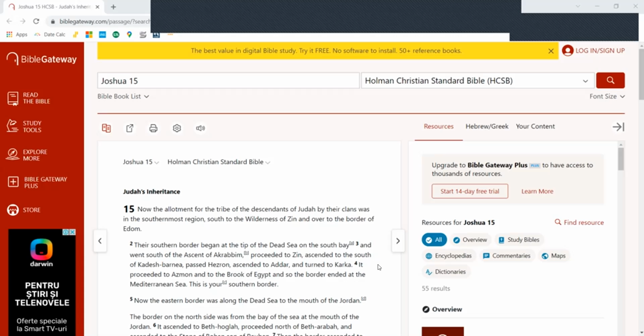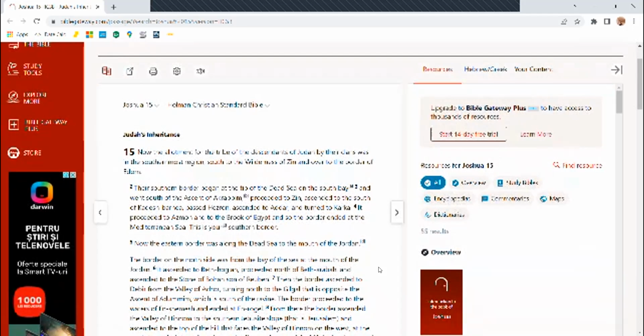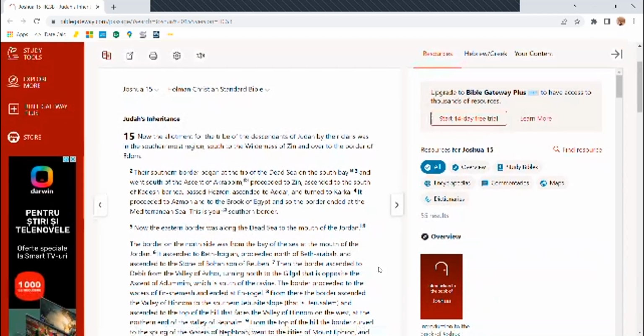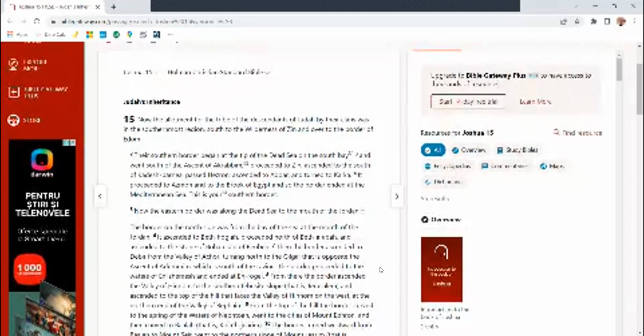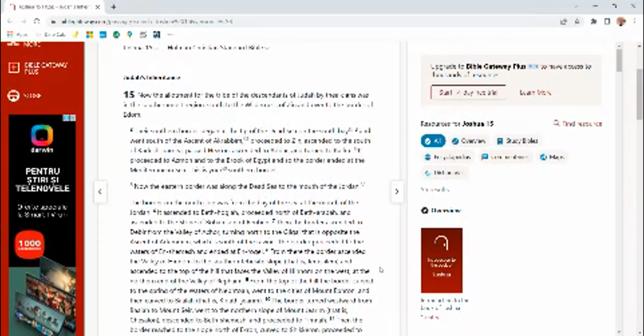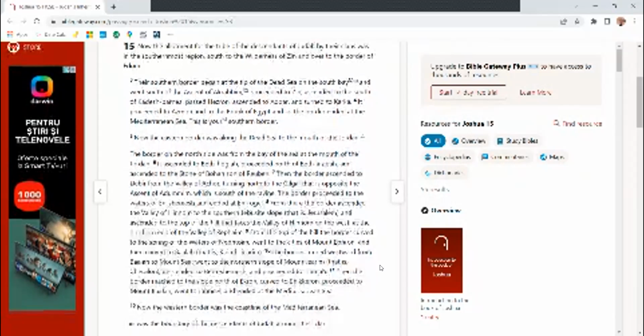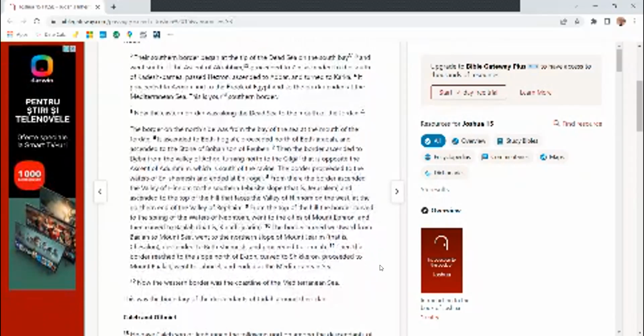Now the allotment for the tribe of the descendants of Judah by their clans was the southernmost region, south of the wilderness of Zin and over all the border of Edom. Their southern border began at the top of the Dead Sea on the South Bay in the west and went south of the ascent of Akrabim, proceeded to Zin, ascended to the south of Kadesh Barnea, past Hezron, ascended to Adar, and turned to Karka. It proceeded to Azmon, to the brook of Egypt, and ended at the Mediterranean Sea. This is your southern border.